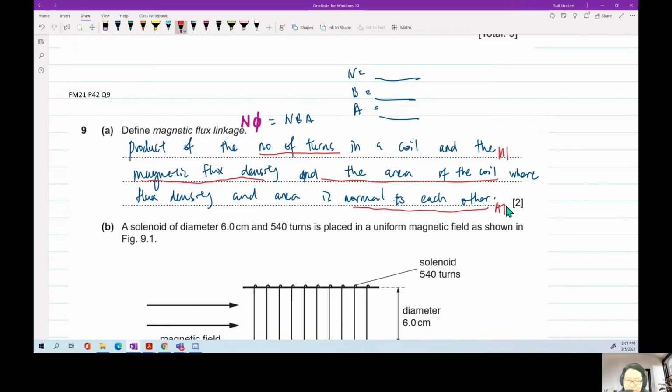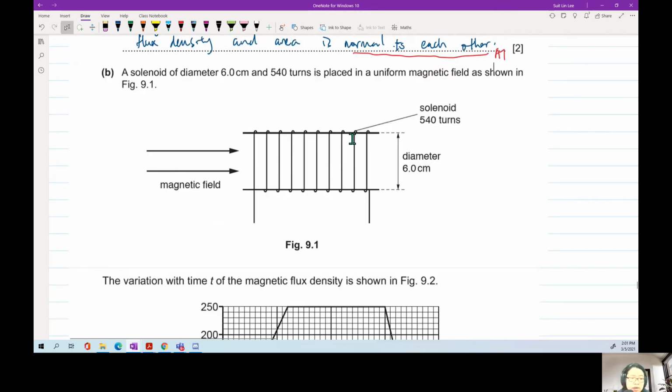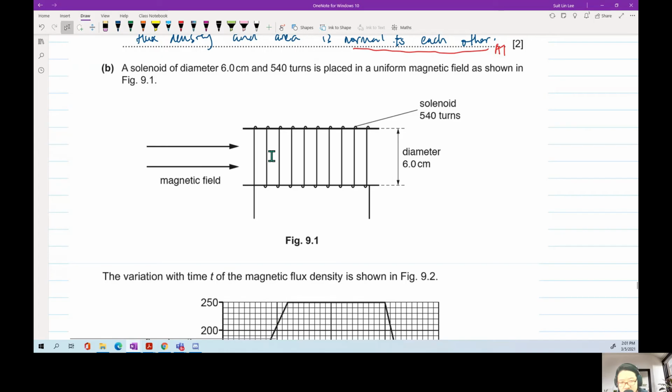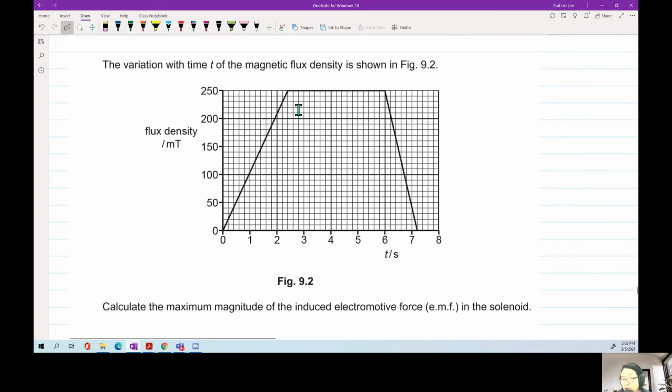Okay. Here we have a solenoid. Diameter and number of turns are given. And the variation with time t of the magnetic flux density is shown in the figure. Okay, so now this is not current, this is B. Very nice. Calculate the maximum magnitude of the induced EMF.